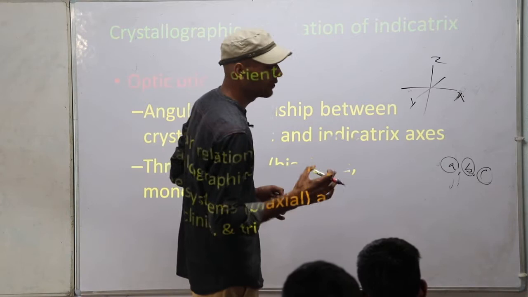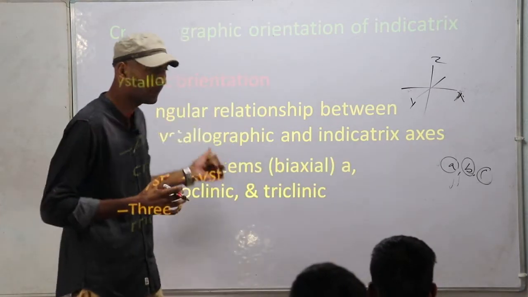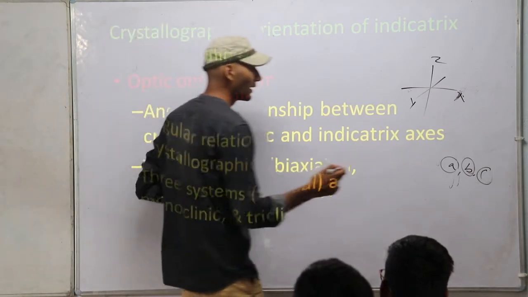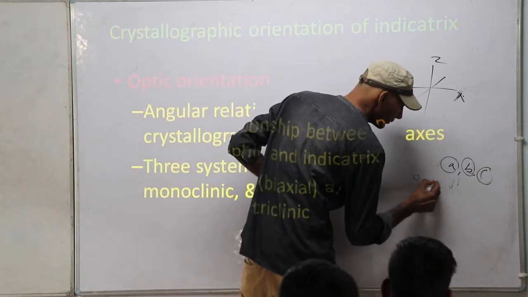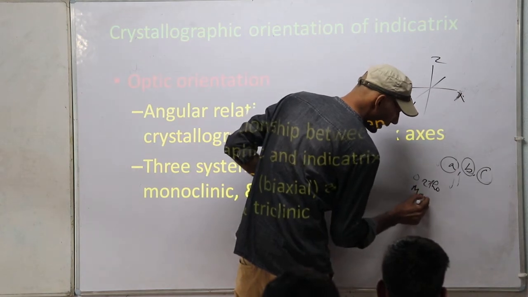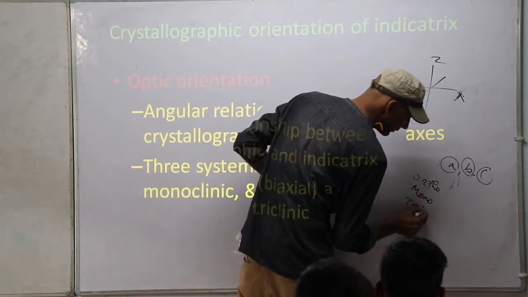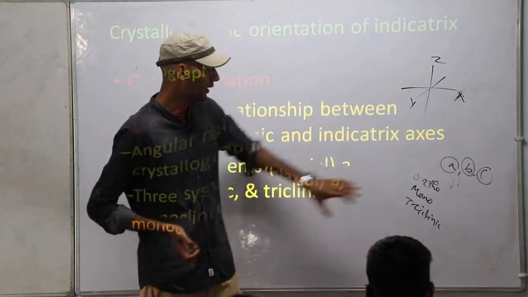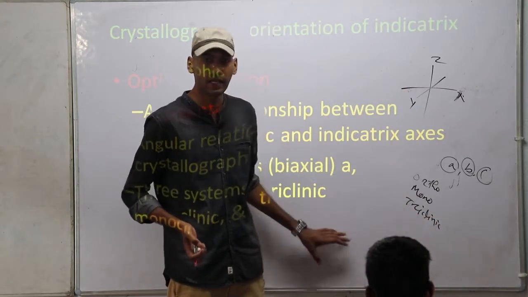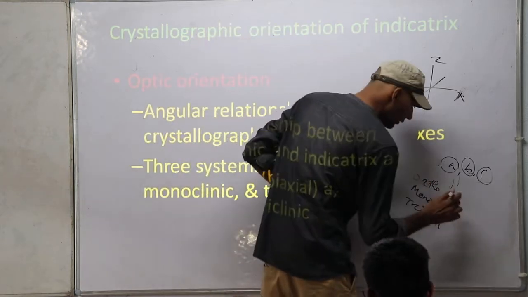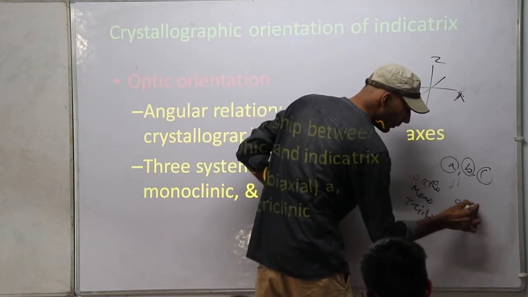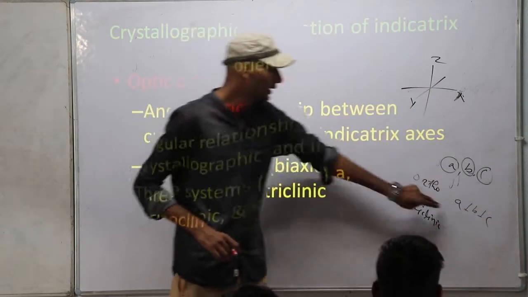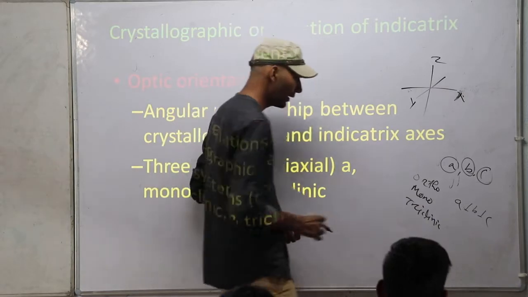Which systems are biaxial? Which crystal systems crystallize as biaxial? Orthorhombic, monoclinic and triclinic. These three systems have different axial relationships. Like in the orthorhombic system, A, B, C are all mutually perpendicular, at different lengths.